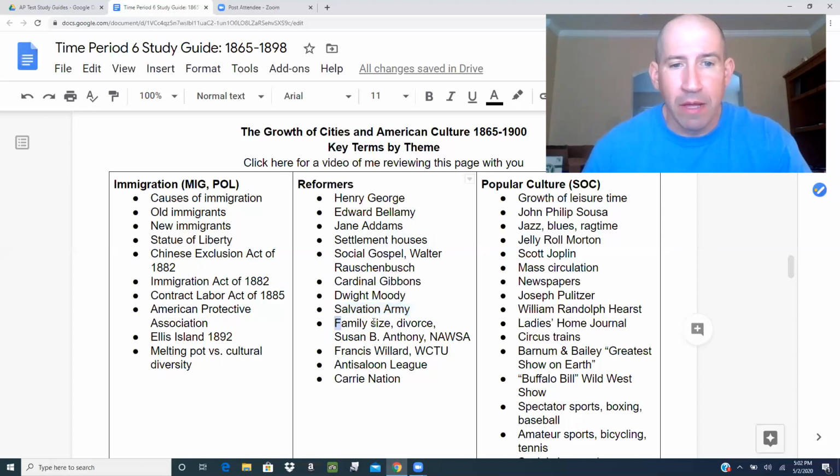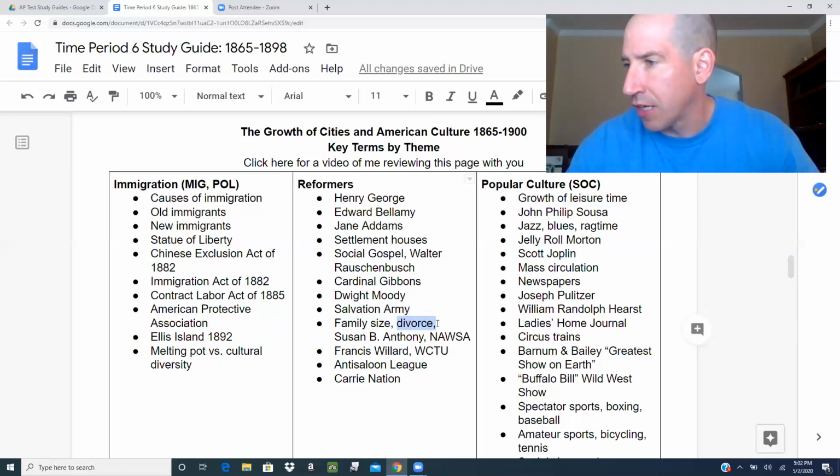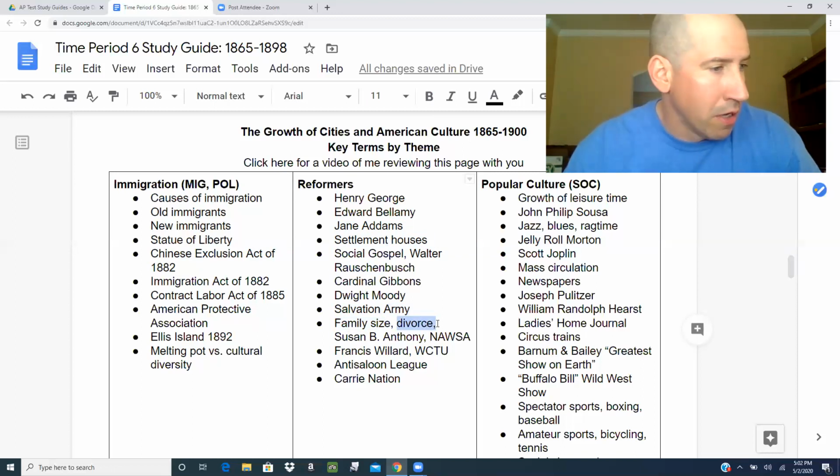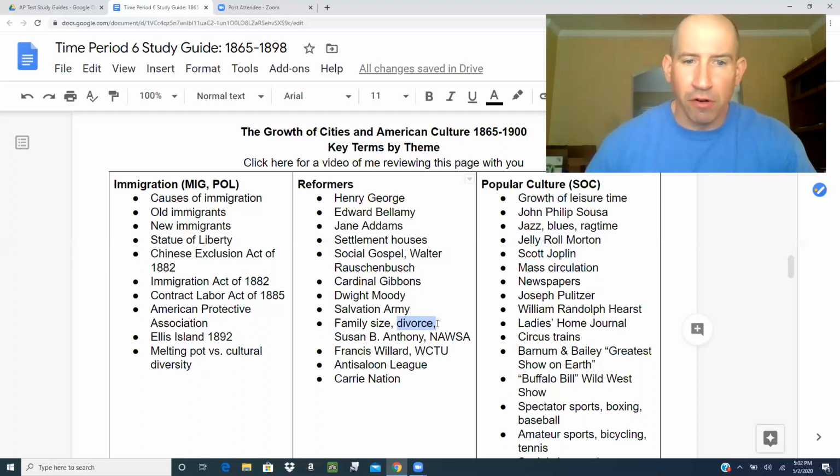Other issues: now you're not living on the farm, kids are a liability, we don't have as many kids. States start to liberalize divorce laws, such as for violence or for abandonment. So the divorce rate went up.